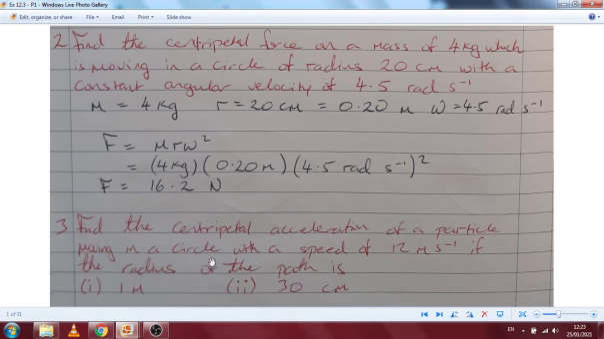Thirdly, and there's a couple of parts to this, find the centripetal acceleration of a particle moving in a circle with a speed of 12 meters per second if the radius of the path is firstly 1 meter and secondly 30 centimeters. So we have our centripetal acceleration is what we're asked to find, so that's going to be a. We have a speed of 12 meters per second, so that's our v, and in the first question our r will be 1 meter.